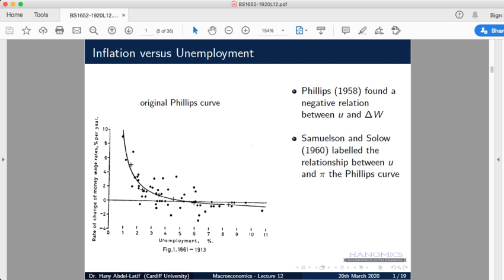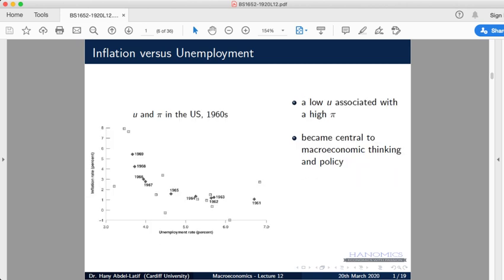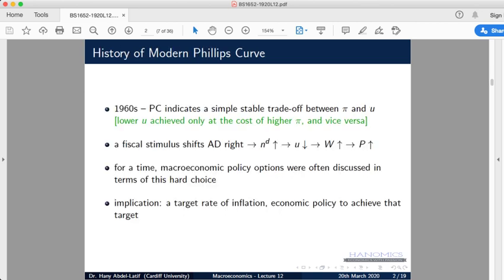We explained that during the 1960s, it became a very popular relationship, and it was applied to other countries using data from different countries, and it showed a similar shape or trend, with a negative relationship between the inflation rate and the unemployment rate. Because of that, it became central to macroeconomic thinking and policy at that point.